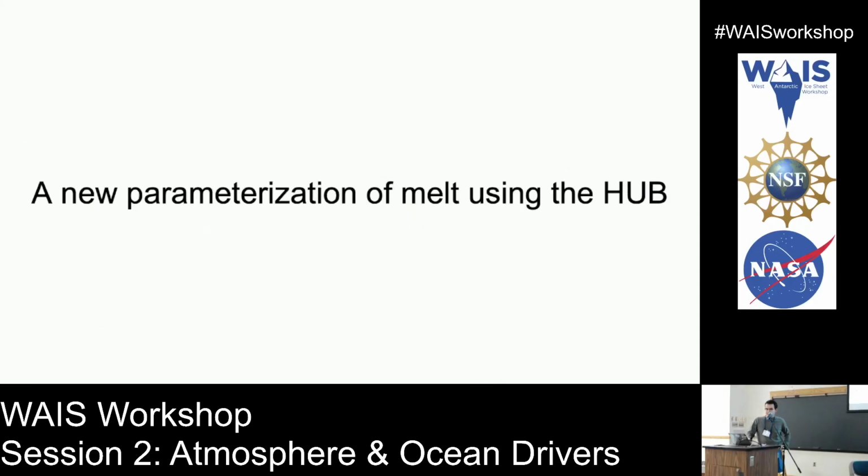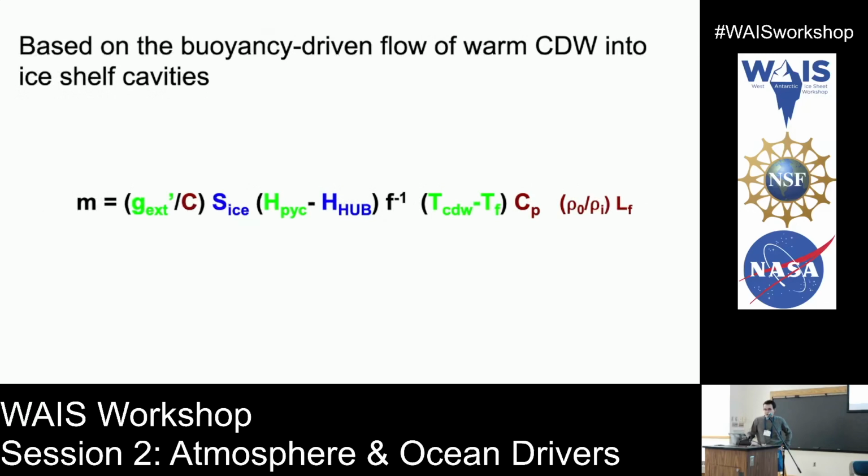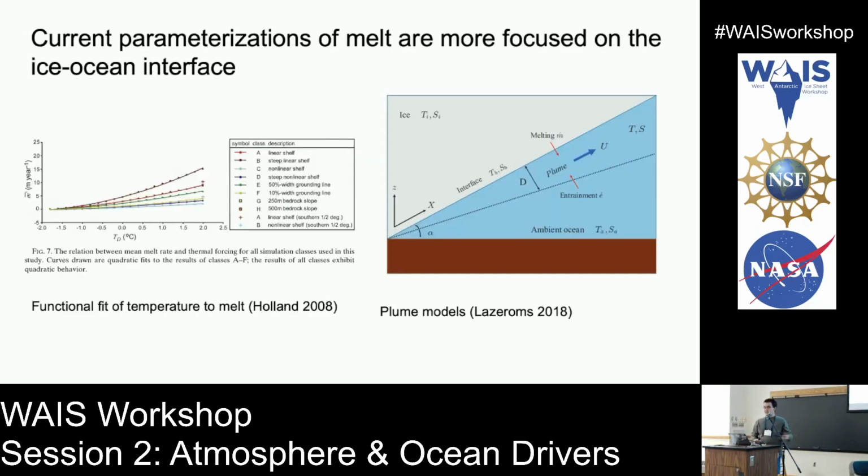And so basically what we did is with this hub in hand, we came up with a new parameterization. And I'm not going to go through it in the interest of time, but there's some thermal terms about the temperature at the hub, the temperature of that deepest water that's getting in. There's a term about the slope of the ice shelf. And basically what it's getting at is the buoyancy-driven flow of that CDW into the ice shelf cavities using the hub depth. And it really differs from previous parameterizations because we don't really think at all about what happens at the ice. We just used kind of like this buoyancy argument to say whatever hot water is pushed over the hub into the cavity is used for melt.